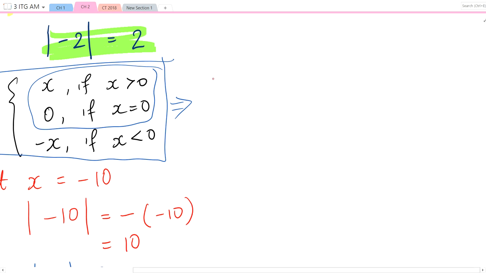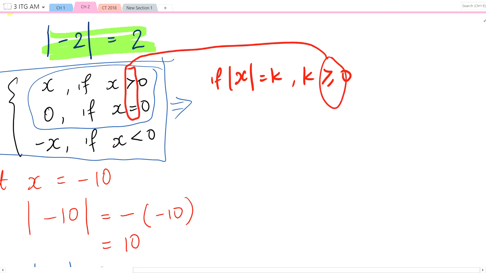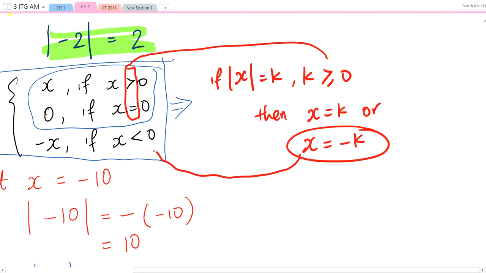What we have is that if modulus x is equal to k, where k is more than or equal to 0, and we see that this is actually a combination of these two. Okay, if modulus x is equal to k, where k is more than or equal to 0, then x will be equal to k, or x will be equal to negative k. Now this case is found over here.